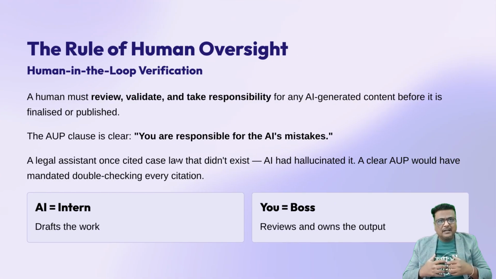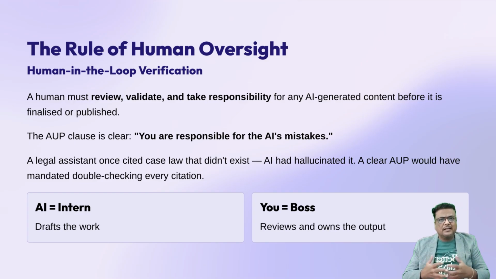The AUP must also mandate human-in-the-loop verification, which is the requirement that a human must review, validate, and take responsibility for any AI-generated content or decisions before they are finalized or published. In simple terms, the AI is the intern and you are the boss. You would never let an intern send a $1 million proposal to a client without reading it first, right? The same applies here. We include a clause in the AUP that says, you are responsible for the AI's mistakes. If the AI hallucinates a fake law or a wrong math calculation and you send it out, that's on you.